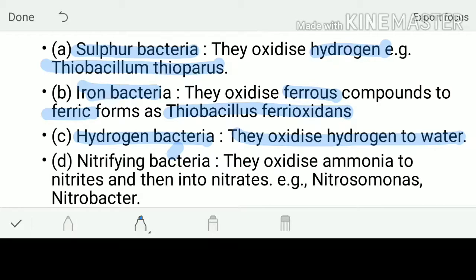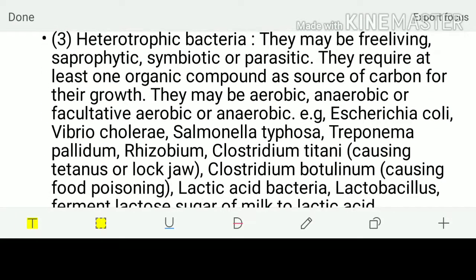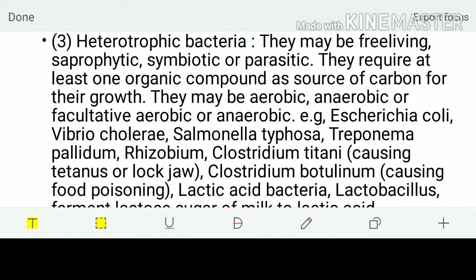The nitrifying bacteria oxidize ammonia to nitrite and then to nitrate. Hopefully you do know these are the bacteria which are responsible for the conversion of ammonia into nitrite and nitrate. The two most important names we will be dealing with are Nitrosomonas and Nitrobacter. These were the autotrophic ones, either photoautotrophic or chemoautotrophic.